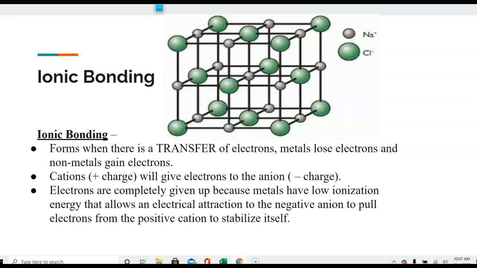So we end up with a structure, again, made of positively and negatively charged ions that are trapped in a structure like that when ionic bonding is solid. However, when ionically bonded compounds are melted or dissolved, then the ions are free to move, and then ionic compounds can conduct electricity.